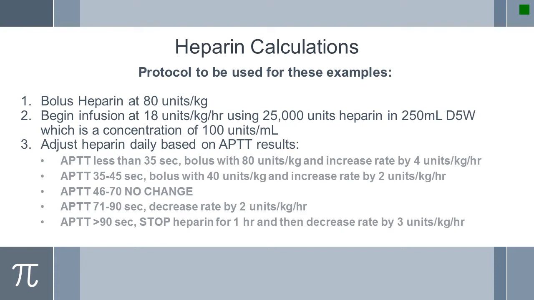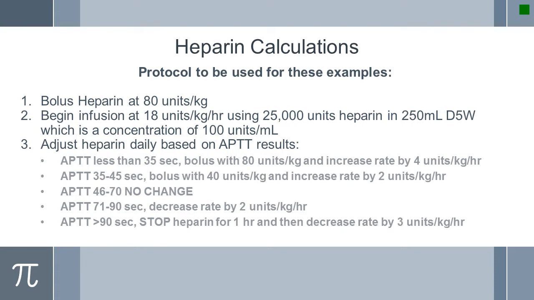You've got a bolus of heparin at 80 units per kilogram. You would begin infusion at 18 units per kilogram per hour using a 28,000 unit heparin in 250 mils, which is a concentration of 100 units per mil. Then you would adjust your heparin daily based on your PTT results.